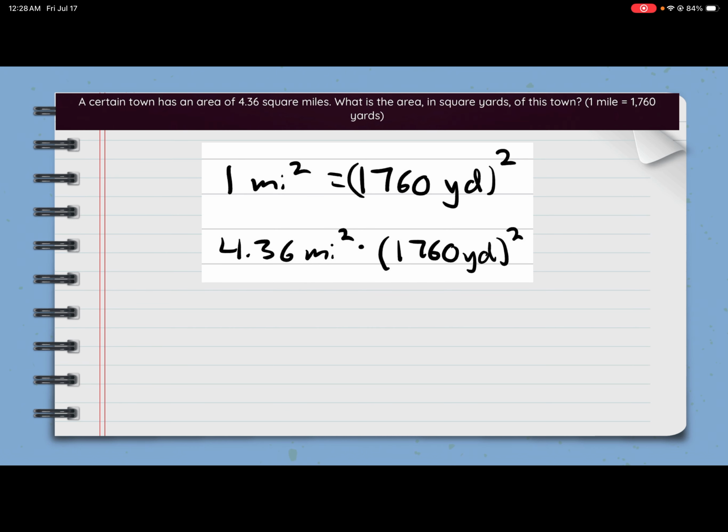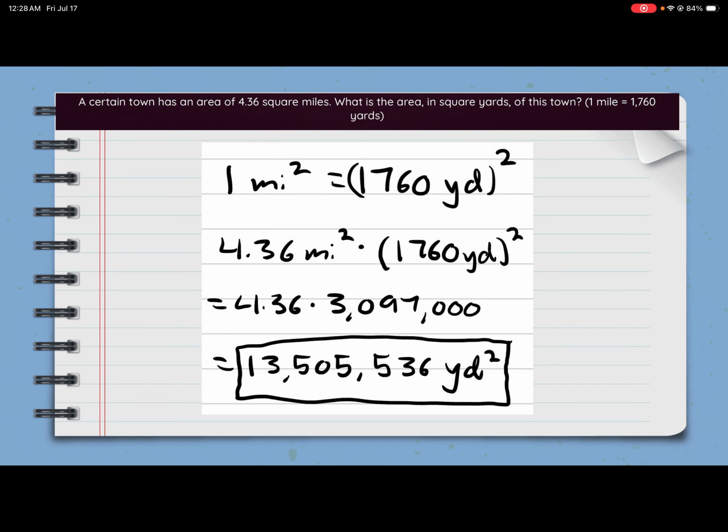So when you find the square yards of this town in total, you'll do the 4.36 miles squared times 1,760 yards squared, and you'll actually end up with 4.36 times 3,097,600, which will end up with 13,505,536 yards squared. Okay, so make sure to keep that in mind when you square a conversion rate, because you have something like miles squared. You do have to square the number of yards that you'll have to convert to, meaning you have to square that 1,760.